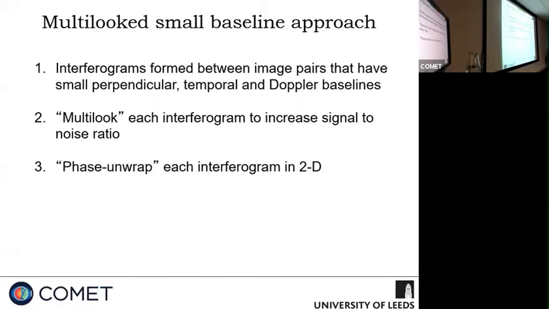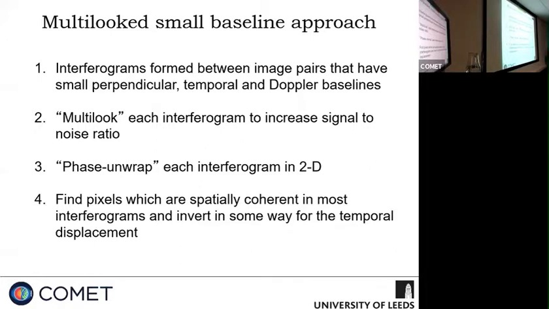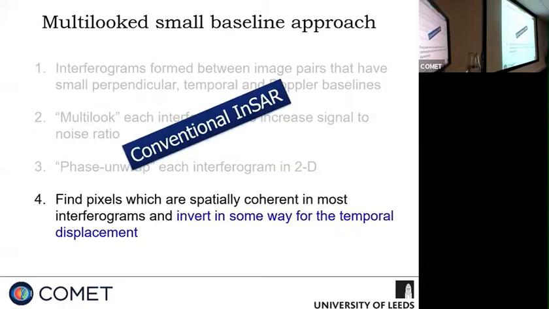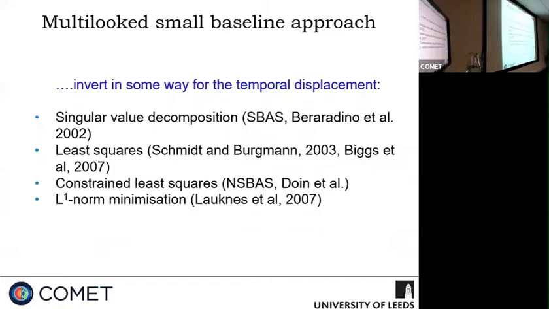We then phase unwrap each interferogram in 2D, same as you did yesterday, but for a whole stack of interferograms. Then we find pixels which are coherent in most of our interferograms, and then we need to invert in some way for displacements. The first three bits of this are essentially conventional InSAR, exactly the same as what we did yesterday, except we do it for a whole stack of small baseline combinations. That part is very simple. This bit is a bit more complicated: inverting in some way for the temporal displacement.